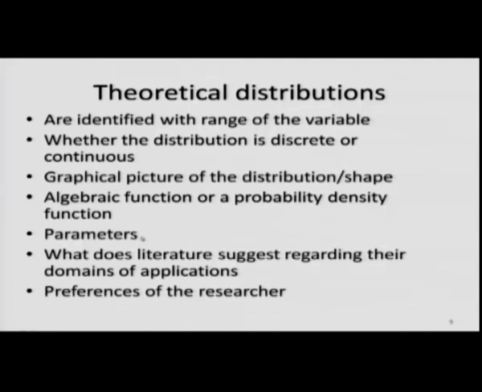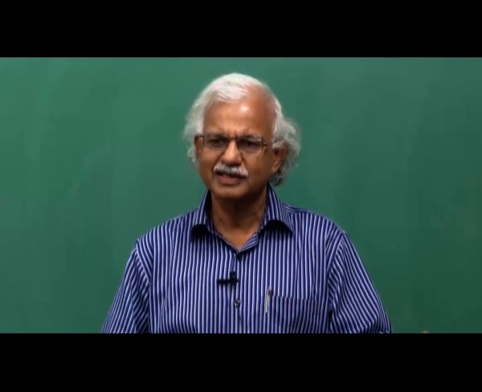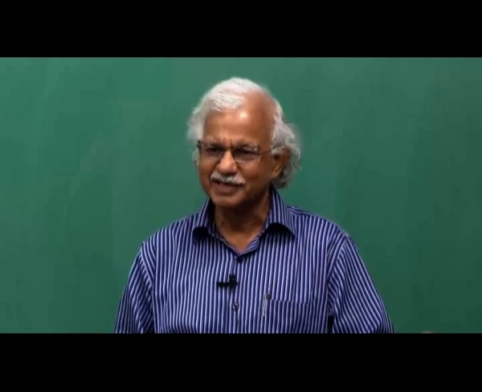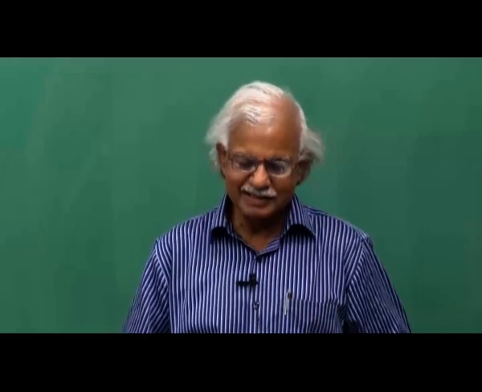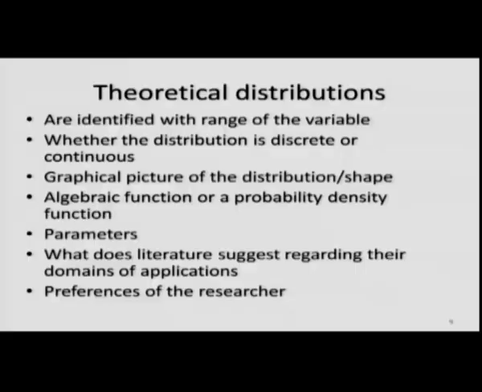An algebraic function or a probability density function is chosen for the given distribution. Then there are parameters or unknown constants, they are estimated, and you look for what literature suggests regarding their domains of application. So, what is in fashion? In literature, suppose everybody is using normal distribution, you also use normal distribution, then it is safe. And for PhD students, it is always safer to go according to fashion. If everybody is using normal distribution in a given situation and the researcher uses something else, that is okay, but in that case you have to justify that while for a given type of data most people are using normal distribution, you are differing from them and using some other distribution.